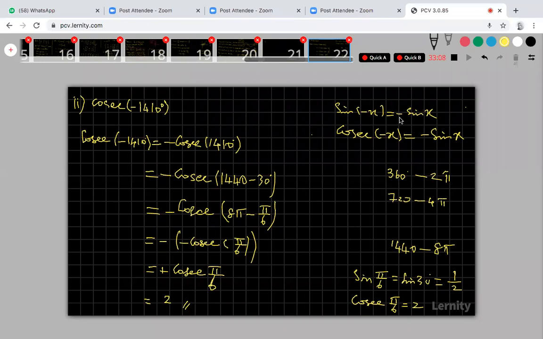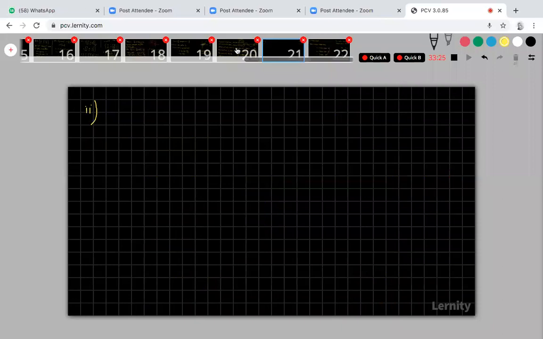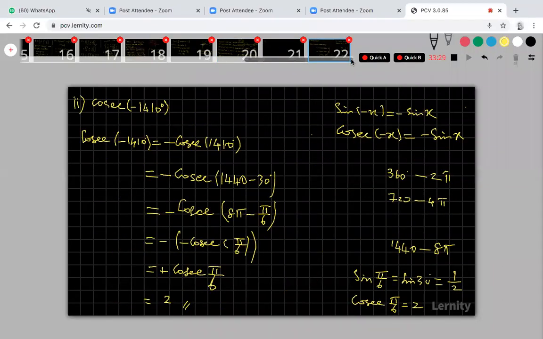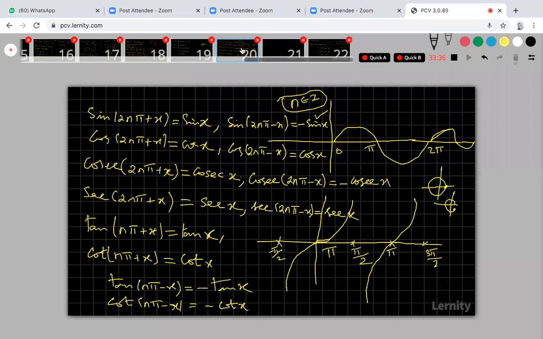Not minus pi by, you take the minus outside. First take the minus outside. That is very simple for you. First take the minus outside. Now, are you able to see slide number 20?